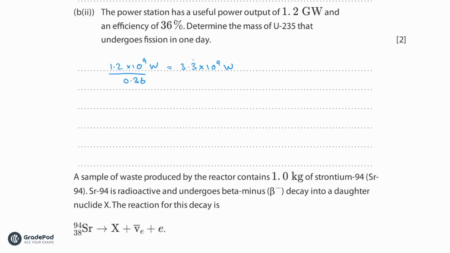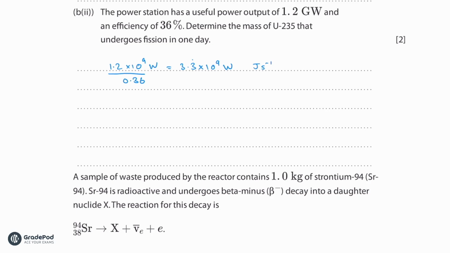And that's in watts, which is joules per second, and we're looking at per day. So we want to work out how many joules per day we have. So we take 3.3 recurring times 10 to the 9 times 24 hours times 60 times 60. And that gives us how many joules per day. We're looking at 2.88 times 10 to the 14 joules per day is required from that uranium to generate the power we need.